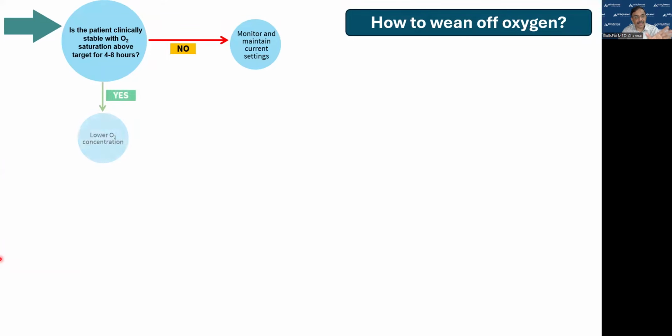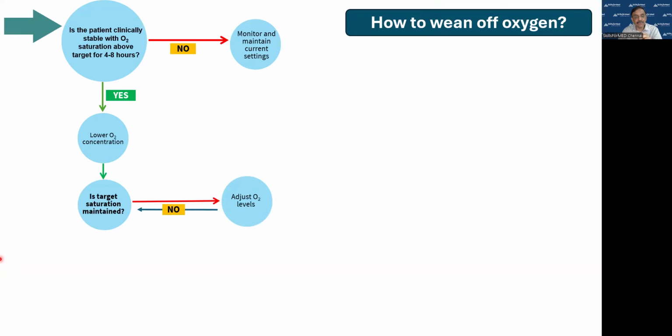On the other hand, if the answer is yes, then you can lower the oxygen concentration. How to lower the oxygen concentration? We just discussed in how to titrate. So now the next question to ask is, once you lower, suppose from Venturi you come from 60 to a lower level, then you come to 24, is the target saturation maintained? If it is not maintained, you have to adjust the oxygen levels and keep readjusting. On the other hand, if the oxygen saturation is maintained, you further reduce it.